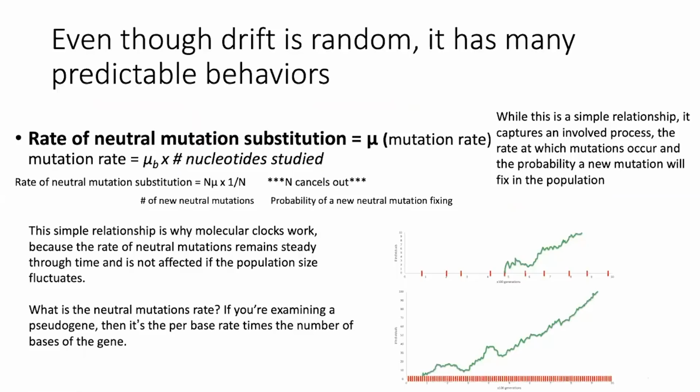So another characteristic behavior of neutral genetic drift is the rate of neutral mutation substitutions. And it is directly equal to the mutation rate. So I went over this a lot in class. I think it's really elegant, and I really like this conclusion. And it's important for understanding because it's the backbone of why we trust things like molecular clocks.